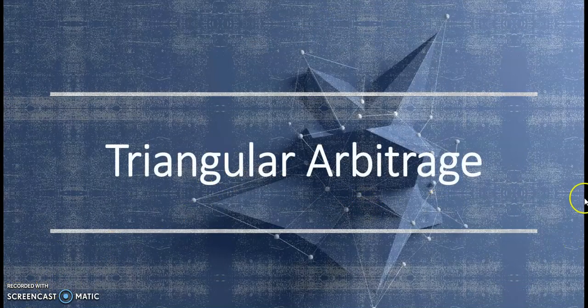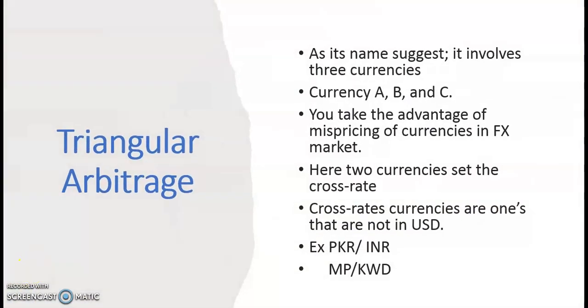Now we are coming to the second type of arbitrage, which is called triangular arbitrage. As its name suggests, triangular, you must have some clue about the word, because it involves three currencies that are going to be bought and sold at one time. So let's first learn about what triangular arbitrage is.